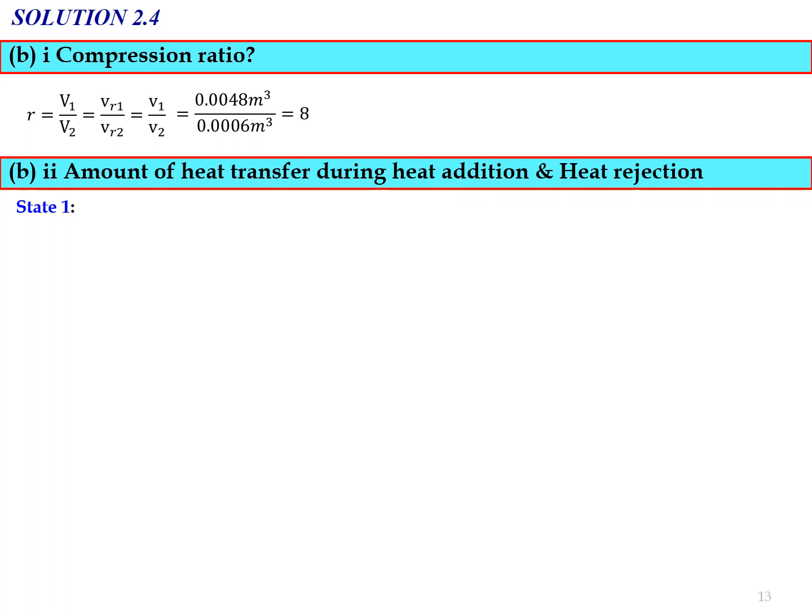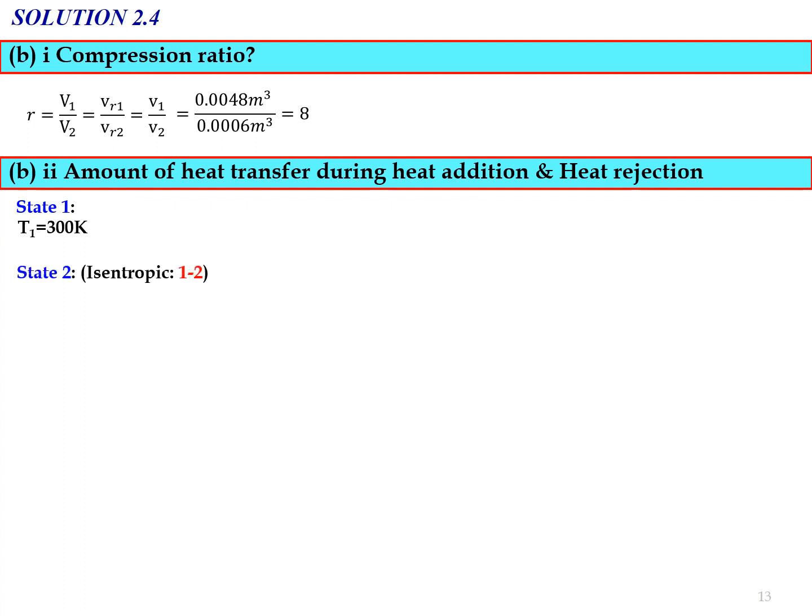For each state, the main parameter that we need to determine is the temperature. For state number 1, T1 is already given, where T1 equals 300 Kelvin. This value is already stated in the question.